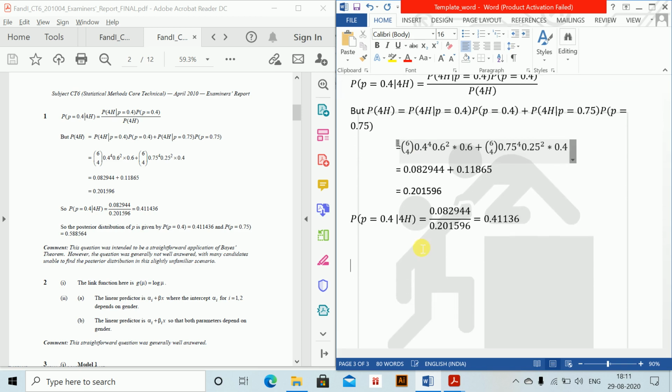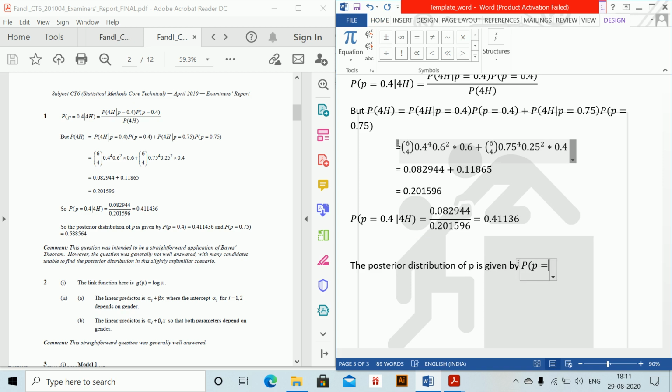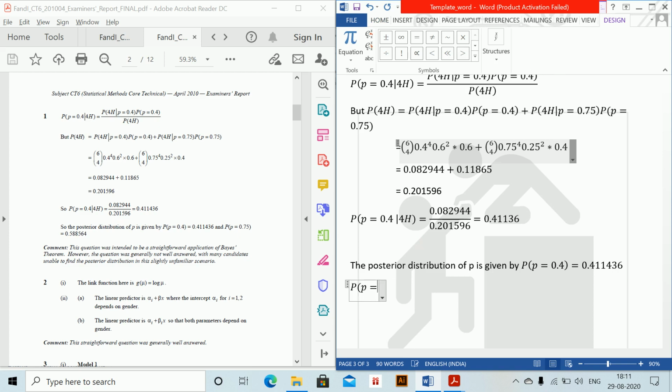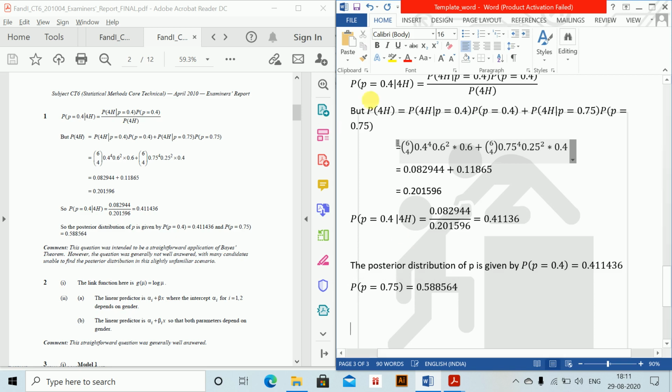Therefore the posterior distribution of p is given by: probability of p equals 0.4 is equal to 0.411436, and probability of p equals 0.75 is equal to 0.588564. Okay, done.